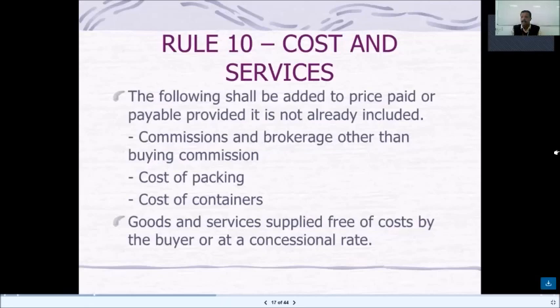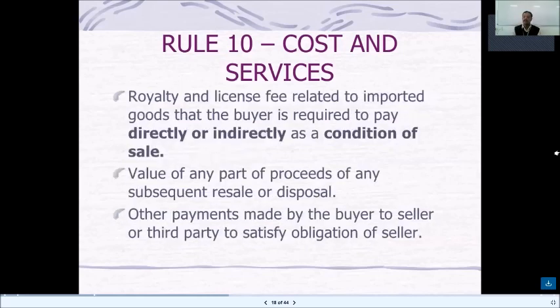See, each rule gives valuation for different kinds of imports with regard to customs. So rule 3 talks about transaction value. These are certain valuations of certain products which also have some cost and also services. Royalty and license fee related to imported goods that the buyer is required to pay directly or indirectly as a condition of sale. Value of any part of proceeds of any subsequent resale or disposal. Other payments made by the buyer to the seller or third party to satisfy obligation of the seller.